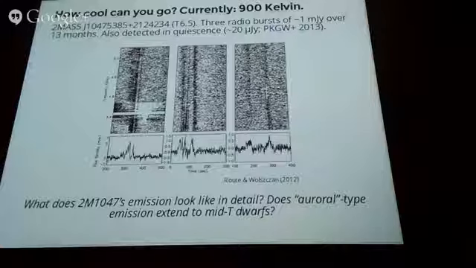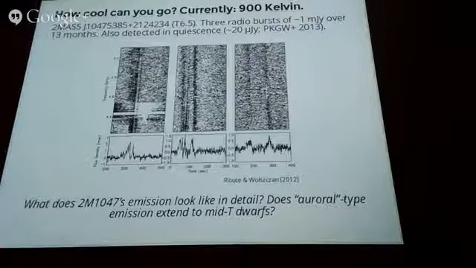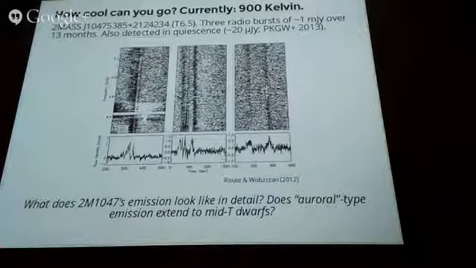So, in terms of the coolest object that we have, as I mentioned before, we have a T6.5 dwarf, 2MASS 1047. Its effective temperature is about 900 Kelvin. So the history of this object, it was observed in the radio by my advisor, Edo Berger, a while ago, and got an upper limit. Then Matt Route and Max Fleischen observed it with Arecibo and detected 3 radio bursts. So 1 millijansky in the radio is pretty bright, over the course of 13 months.